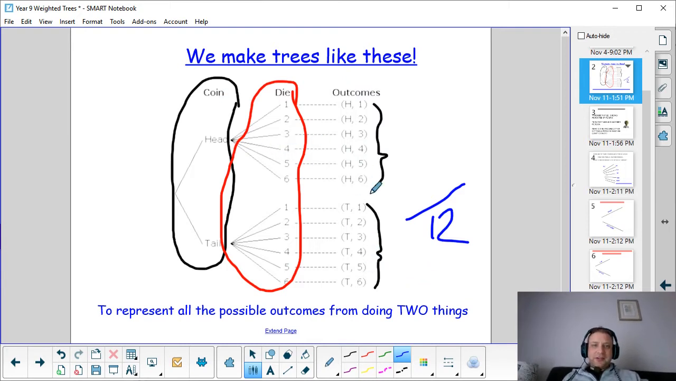And a tree like this is really good when all of your events have the same chance of happening. Head and tail, same chance. 1, 2, 3, 4, 5, 6, they all have the same chance as each other. It gets a bit trickier today because we're going to be dealing with events that don't have the same chance of happening, and those chances can change as you move through your tree.